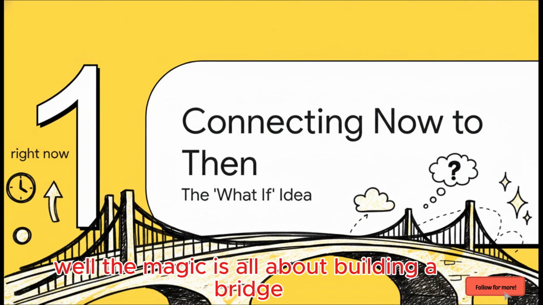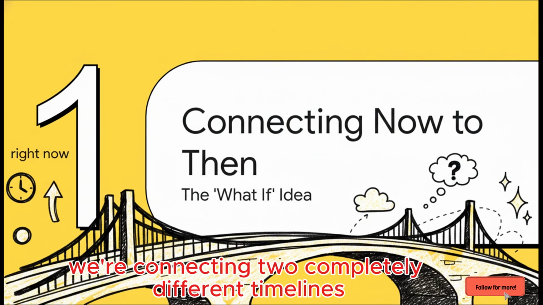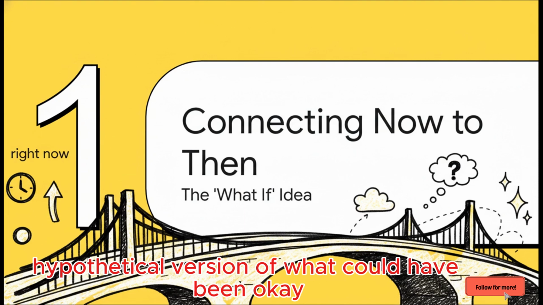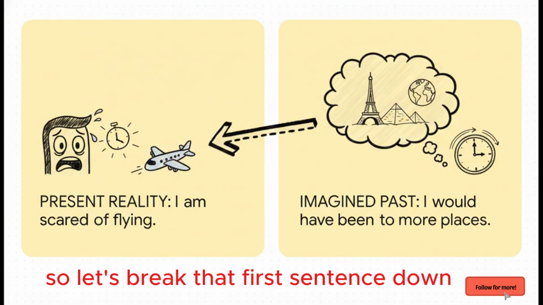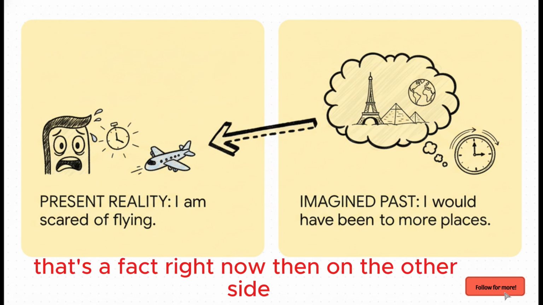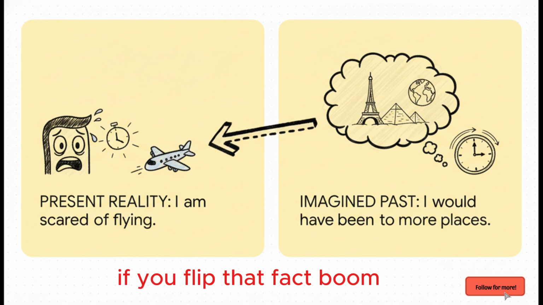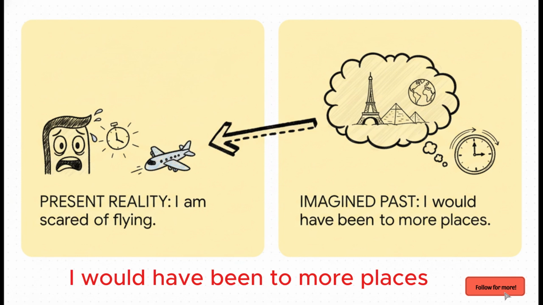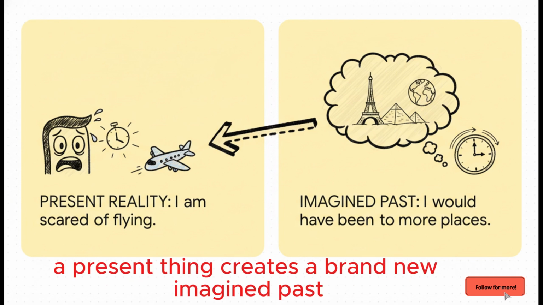Well, the magic is all about building a bridge. We're connecting two completely different timelines, the reality of right now and this imagined, hypothetical version of what could have been. Okay, so let's break that first sentence down. On one side, you've got the present reality. I am scared of flying. That's a fact, right now. Then, on the other side, if you flip that fact, boom, you get a totally different past. I would have been to more places. See that connection? A present thing creates a brand new, imagined past.